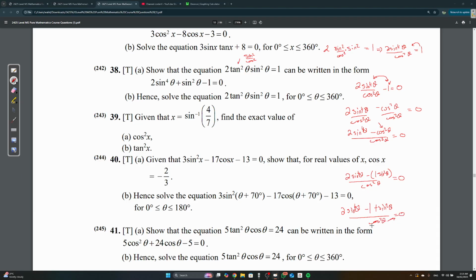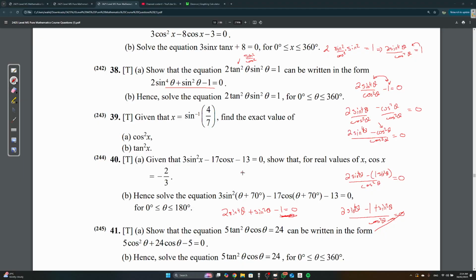Cross multiply if you want, and you're gonna get 2 sine power 4 theta plus sine squared theta minus 1 is equal to 0. No need to take it there. That's it. Solve this equation now. How do you solve this? You can solve this like this. Whenever I have power 4 and then power 2, just solve it normally, as usual.